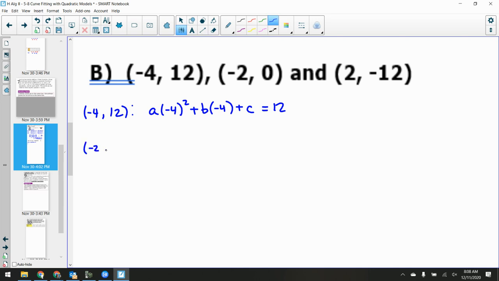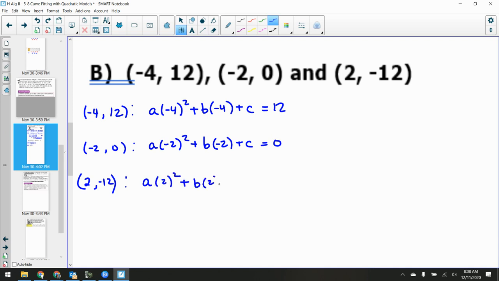I do the same thing for -2 comma 0. So it's A times -2 squared plus B times -2 plus C is 0. And for 2 comma -12, that's going to get me A times 2 squared plus B times 2 plus C is -12. Again, all I'm doing there is just taking the 3 points, plugging x's in for x, y's in for y.